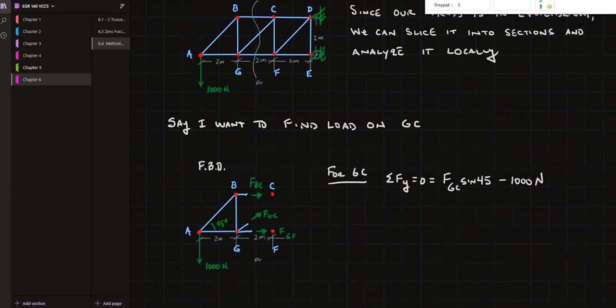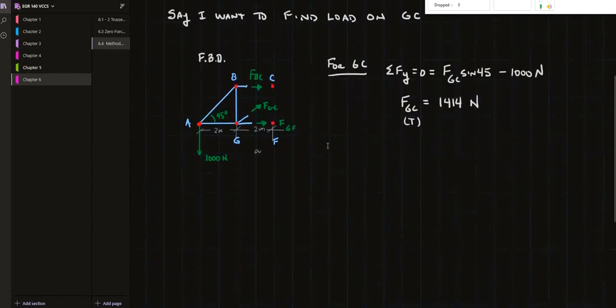Now notice I drew all my forces on my internal members in tension, and I just put the load on. Notice the section that we cut doesn't even include the reactions. I'm still getting values here. So F of GC here is going to equal 1414 newtons, which means it's positive. That's going to be in tension. I could then continue on here, analyzing other pieces.